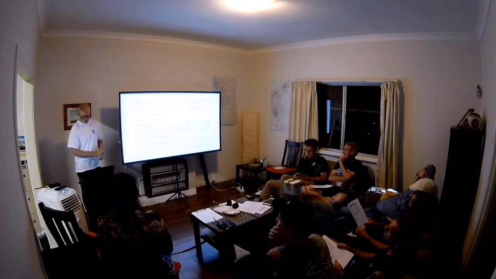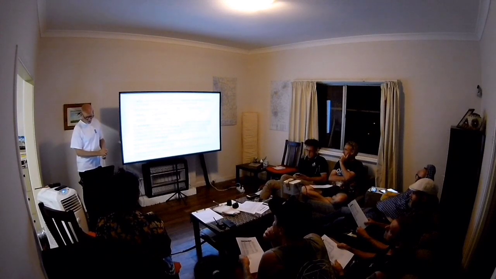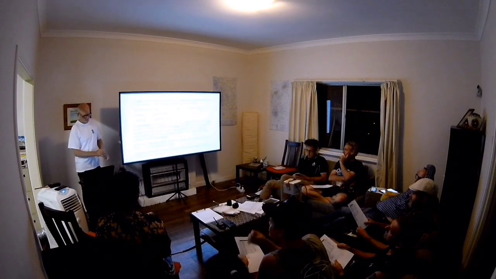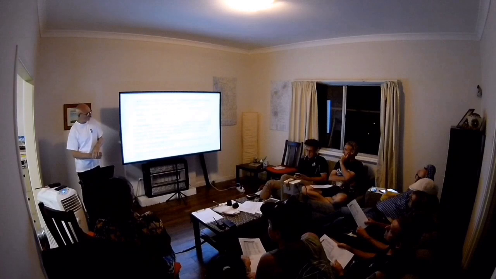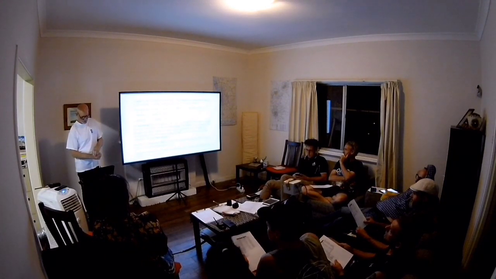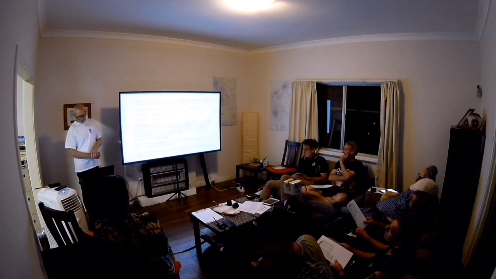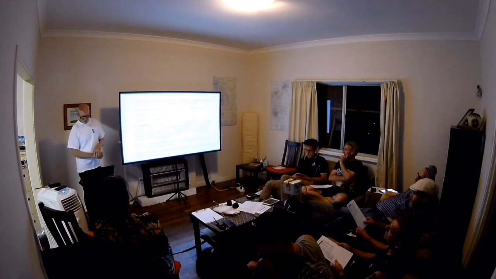1 cycle per second is 1 hertz. 1,000 hertz is 1 kilohertz. 1,000 kilohertz is a megahertz. And 1,000 megahertz is a gigahertz. The wavelength, as I've just discussed, is 1 cycle.